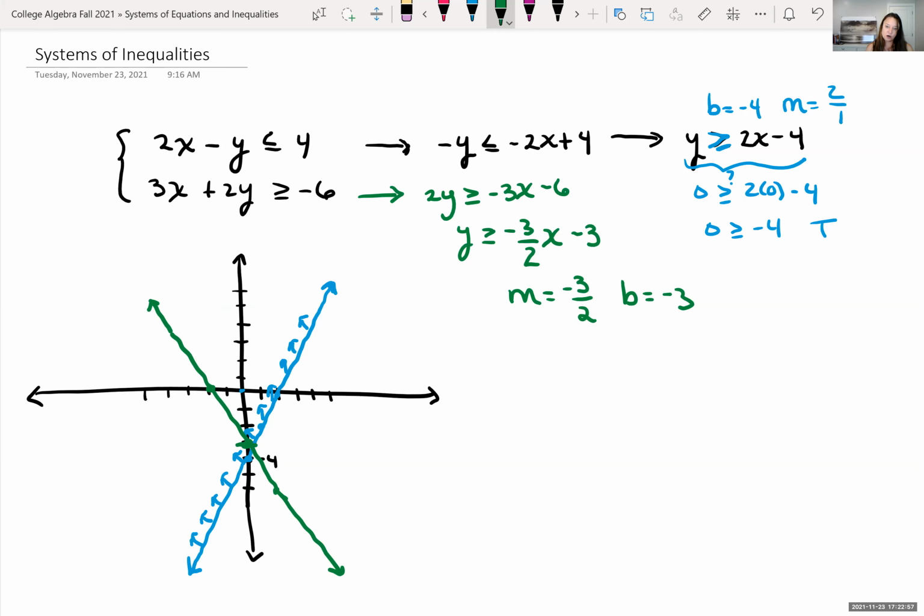Again, you have to determine where to shade. Is it going to be above that line or below that line? It is greater than, so I know that it's going to be above. But again, if you don't know, then do a test point, a point not on the line. If we plugged in 0, 0, would that be a true statement? Is 0 greater than or equal to -3/2 times 0 minus 3? Is 0 bigger than -3? It's true. So we're going to be shading in the direction of where the point 0, 0 is, above this line.